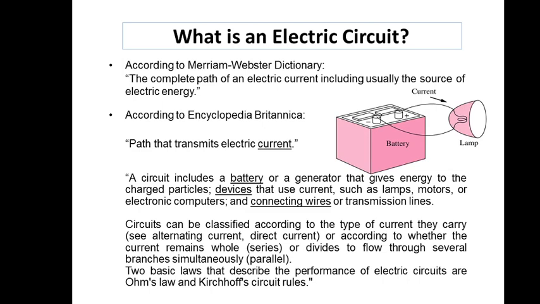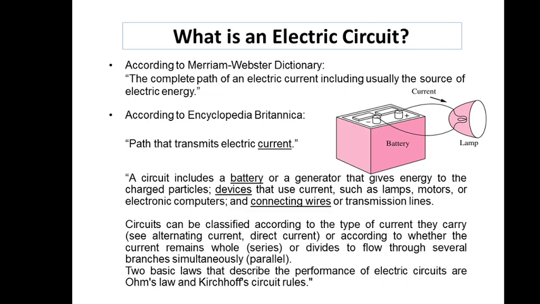As per the Merriam-Webster dictionary, the definition is the complete path of an electric current, including usually the source of electric energy. Similarly, according to Encyclopedia Britannica, an electric circuit is nothing but a path that transmits electric current.